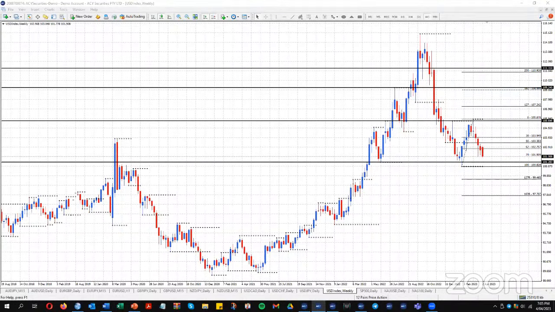All right, excellent. So I'm on the dollar index weekly chart here. And we are moving down here, but we are moving down from a higher top.